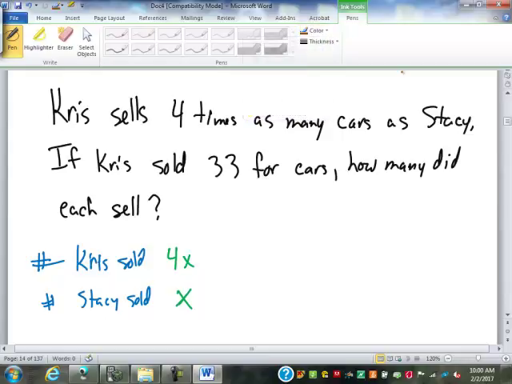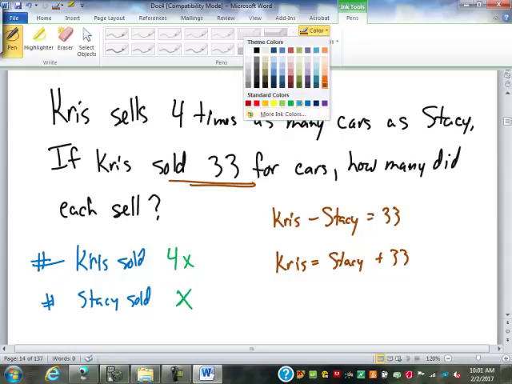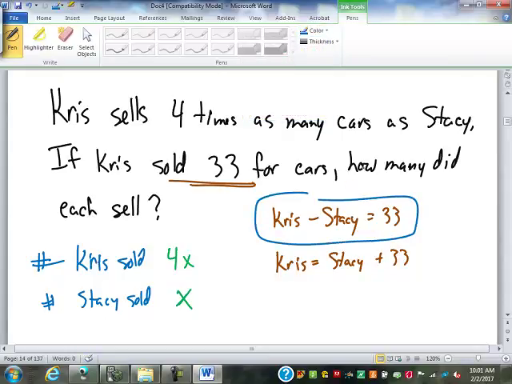What's my equation going to be now? There's 2 ways I can write this. Chris sold 33 more. In other words, Chris minus Stacy equals 33. Or I could write it as Chris equals Stacy plus 33. Either way is fine. Either way works. This way is just a little simpler to solve. So Chris is 4x minus Stacy is x equals the difference of 33.